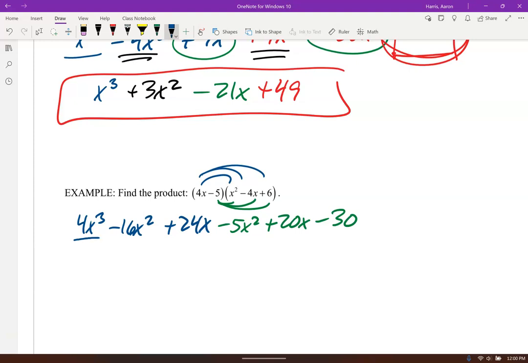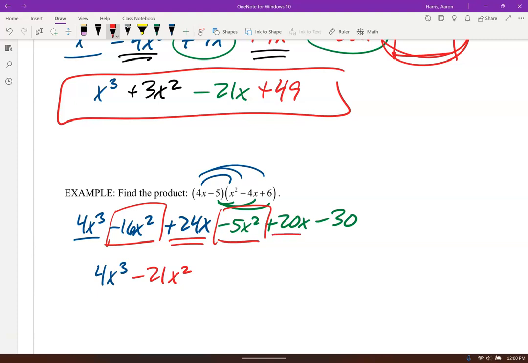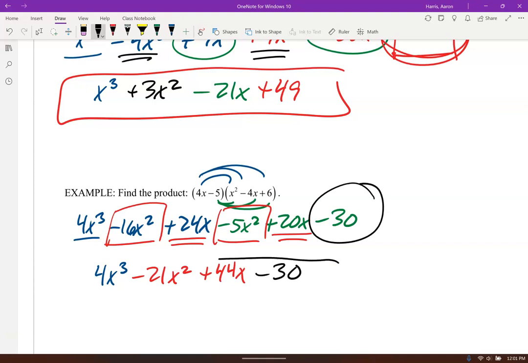It looks like that's my only x cubed. And now let me go with minus 16x squared minus 5x squared. Let's see, that's minus 21x squared. And then let's go 24x plus 20x, 44x. Oops. I'll just do it in red. 44x. And then finally the constant on the end, minus 30.